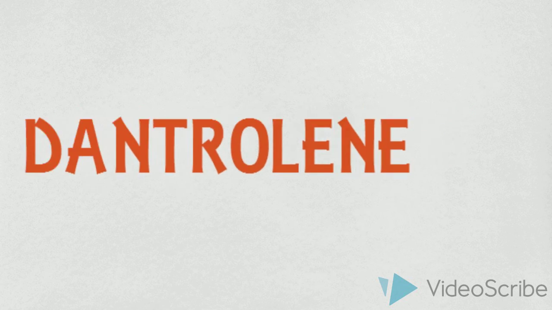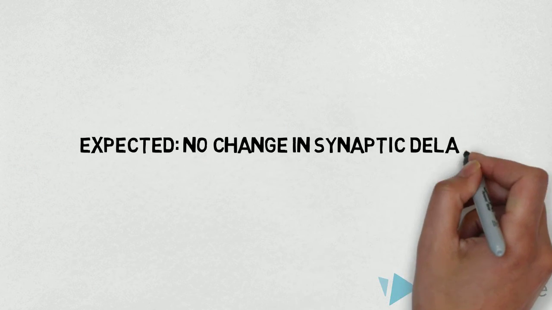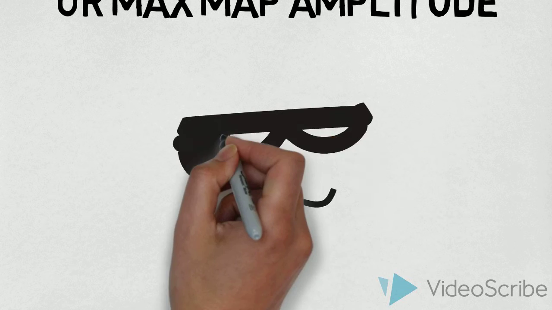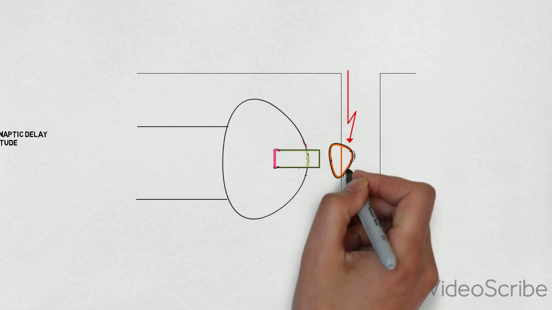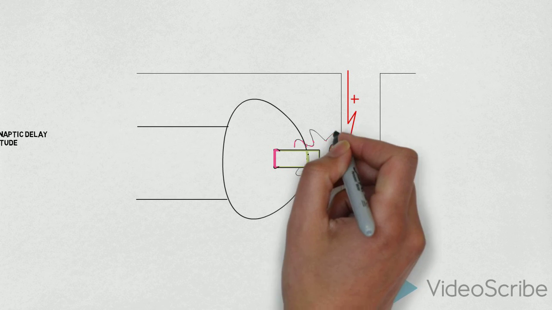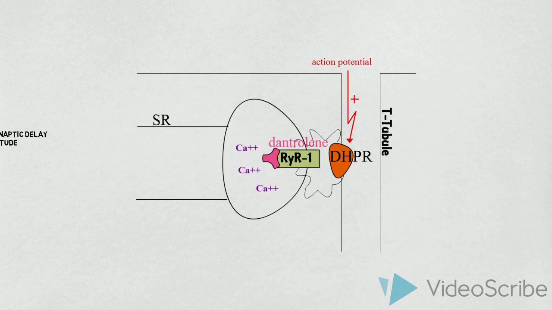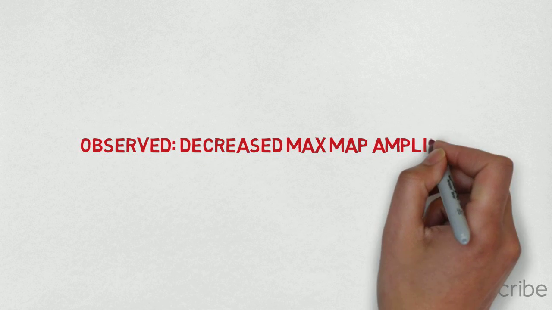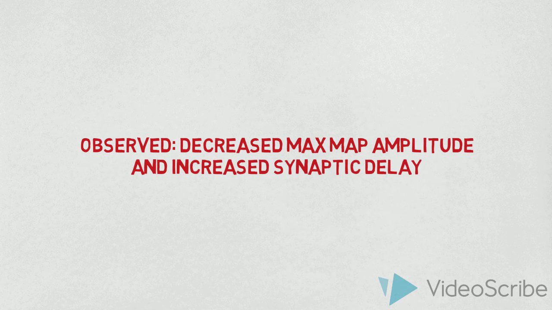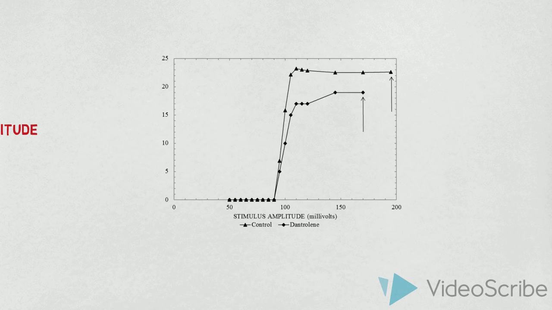For dantrolene, we expected no change in synaptic delay or MAP amplitude. This was expected because dantrolene acts as a ryanodine receptor antagonist in the postsynaptic muscle cell and inhibits calcium release from the sarcoplasmic reticulum. Because this would affect the contraction and is downstream of what we are recording, we predicted that this would not affect our MAP amplitude or synaptic delay.